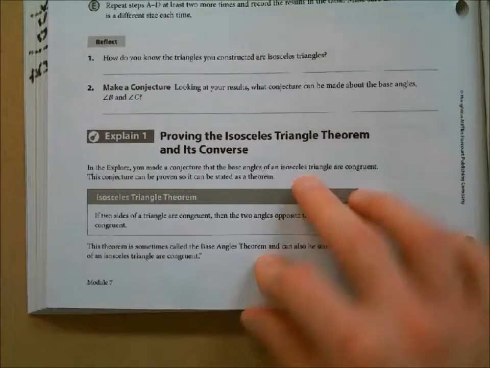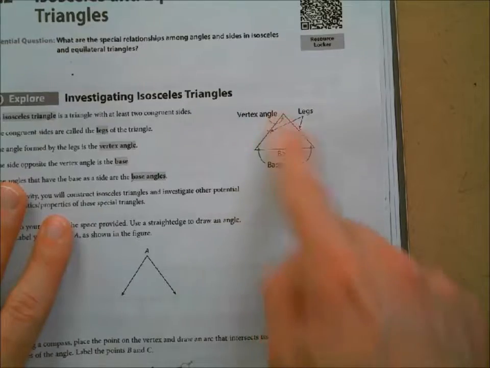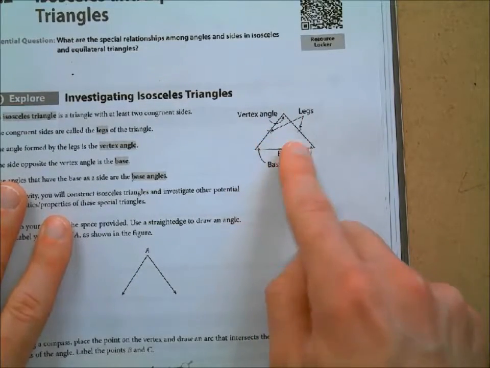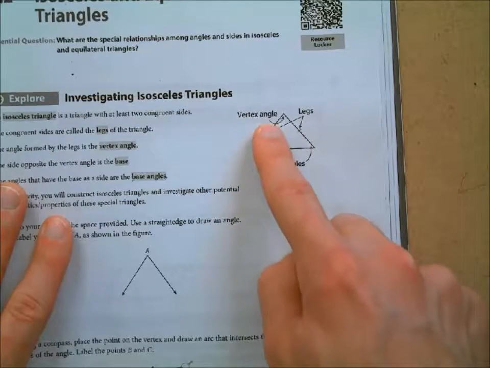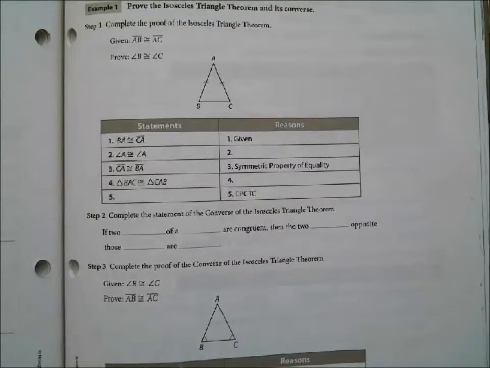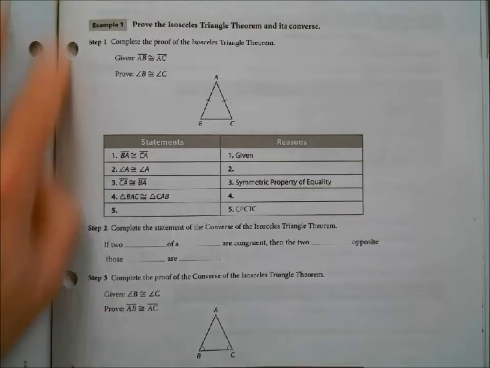So if we go back and look here real quick, right? The legs are the congruent sides, and so these base angles opposite the legs, right? Opposite this leg is that base angle, opposite this leg is that base angle. They will also be congruent, right? So that's going to be true in general there. All right. We can actually prove this to be so.